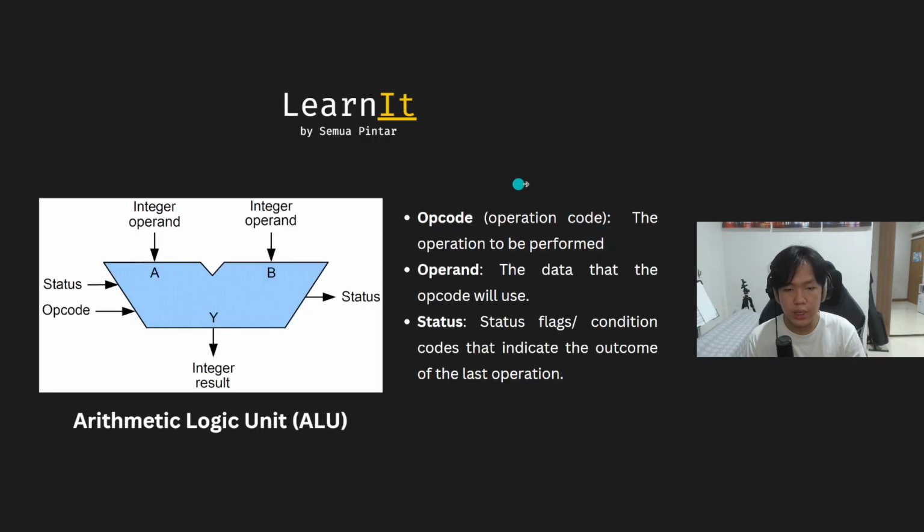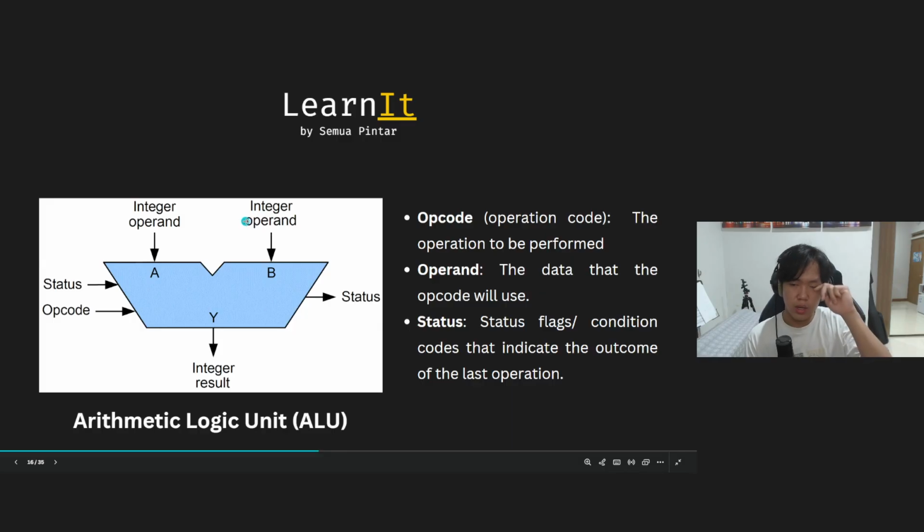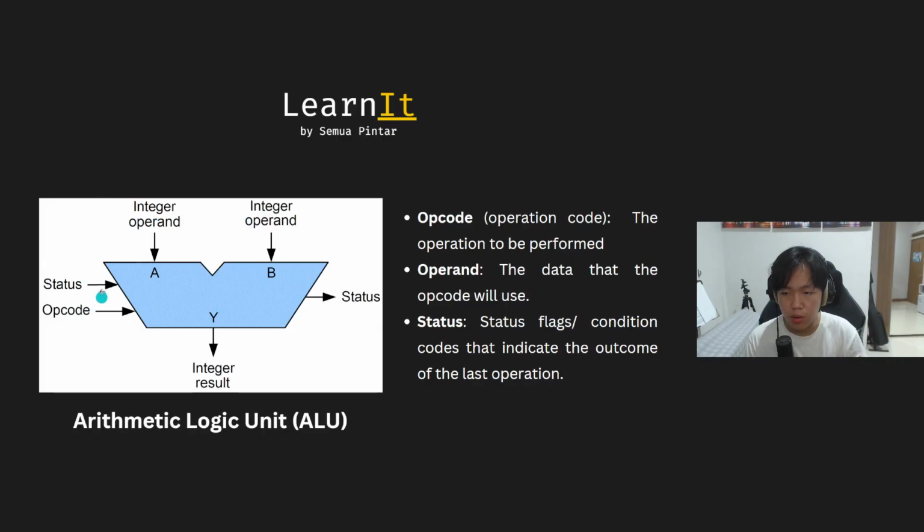And this is essentially how the ALU works, the structure of an ALU. You might see a lot of terminologies right here, such as operand, opcode, status, integer result, and so on. So let's break it down one by one. First of all is the opcode, which stands for operation code. This is essentially the operation that needs to be performed. The opcode is right here, and it enters from the left.